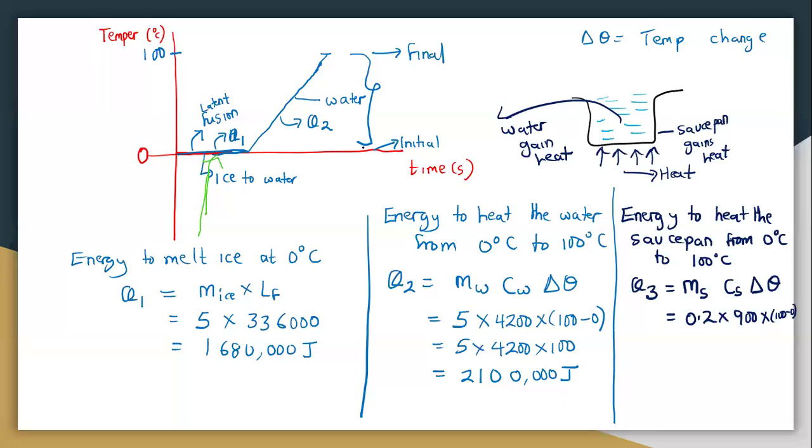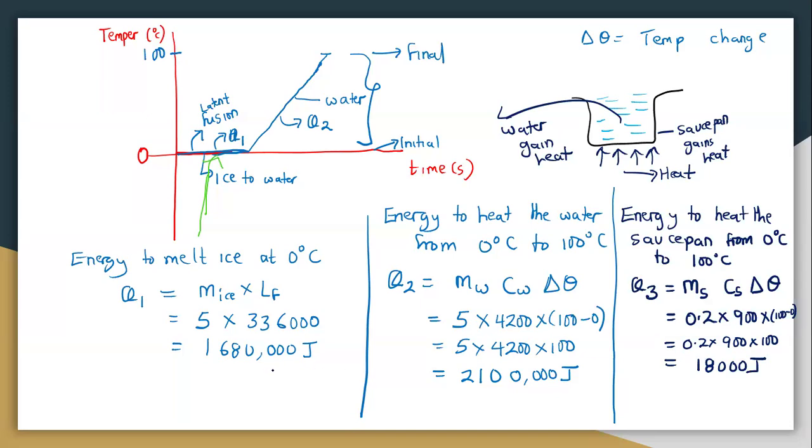Because initially, remember, ice was put into the saucepan. So when ice was put into the saucepan, it means that it was very, very cold. So they had the same temperature of 0 degrees Celsius. But when you apply heat, the saucepan also starts getting warm. So when you place here, you shall have 0.2 times 900, then times 100. And this will end up giving us 1800 joules. Now, that is the heat that has been gained in the process.